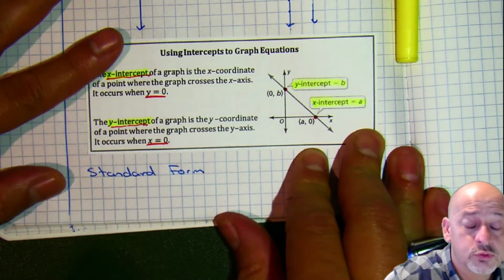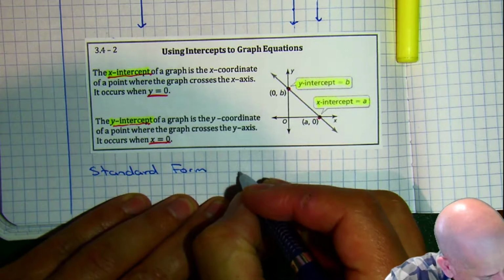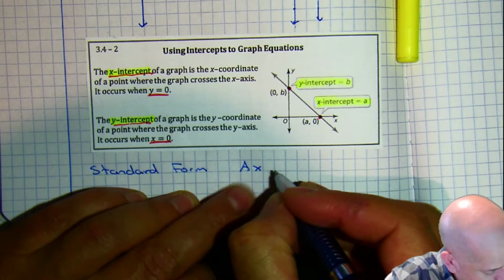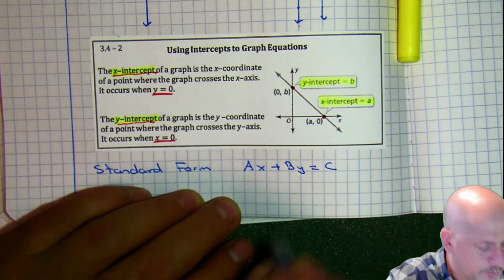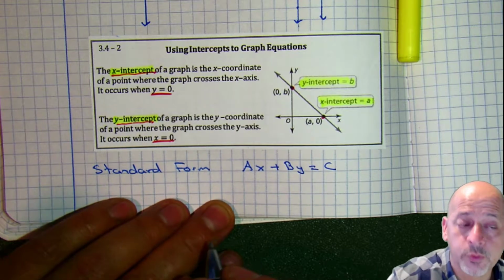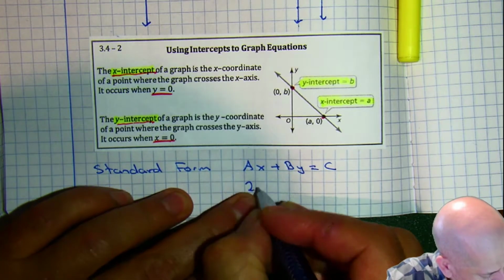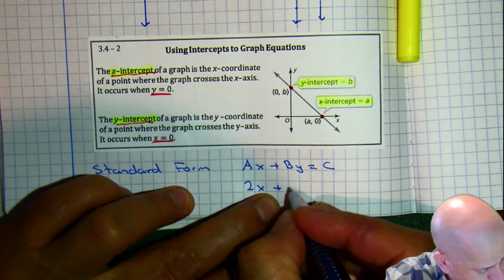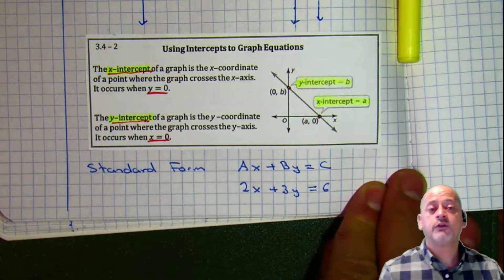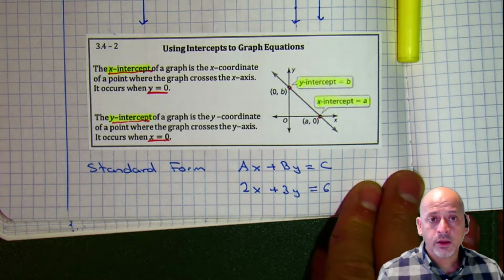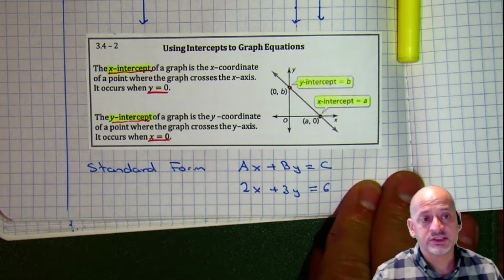The standard form, you guys will usually see as follows. It's going to be ax plus by equals c, where a, b, and c are going to be real numbers. So one example will be 2x plus 3y equals 6. That is the standard form of a linear equation. The other form that we had seen was y equals mx plus b, so slightly different.